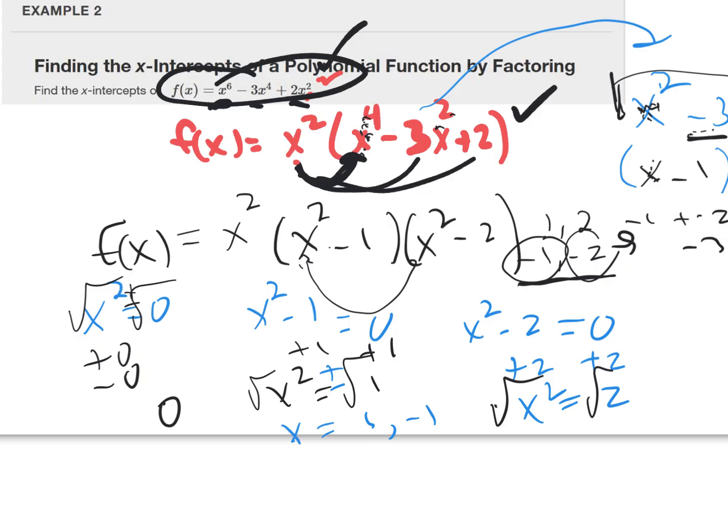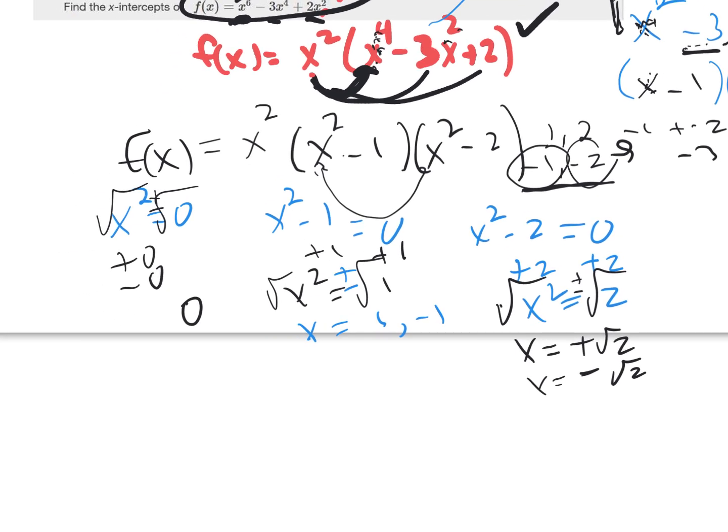Square root, do plus or minus. X is the positive square root of 2, and x is also the negative square root of 2. There's 2 answers. So this particular polynomial has 1 real 0. I'm going to circle it in green, or box it in. I'll just list them out.